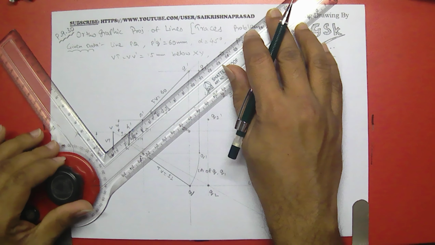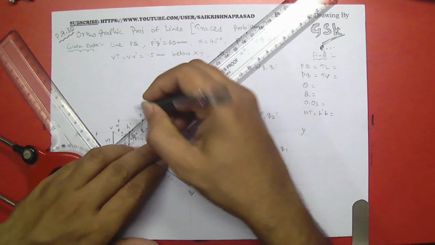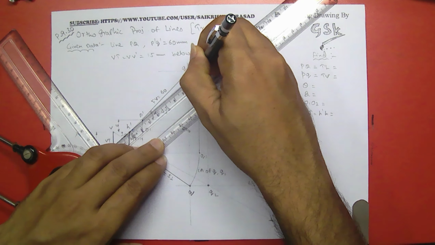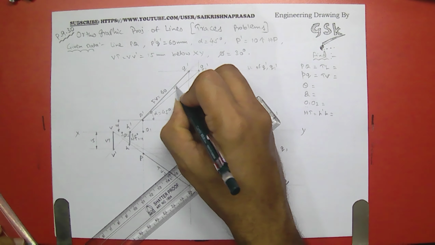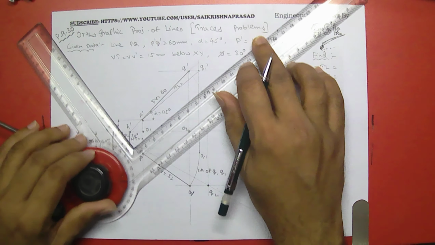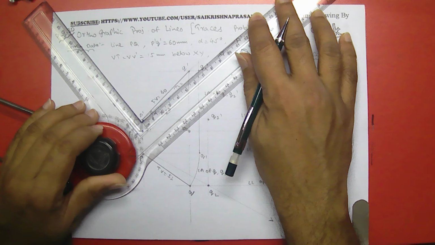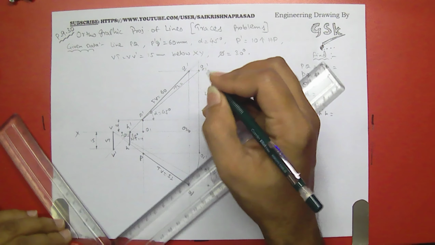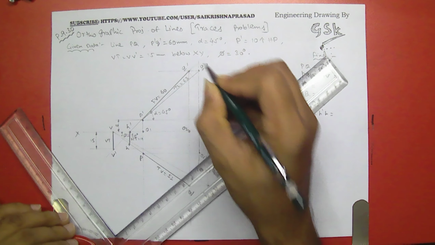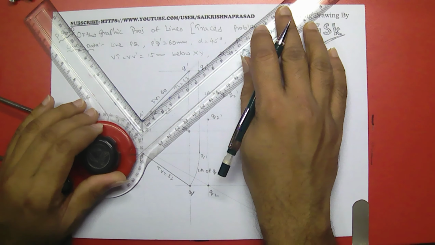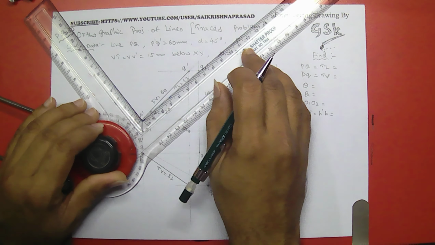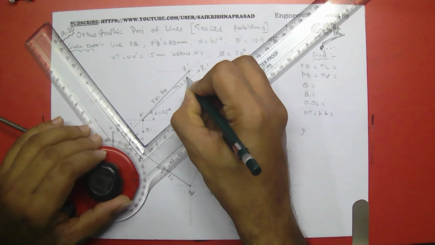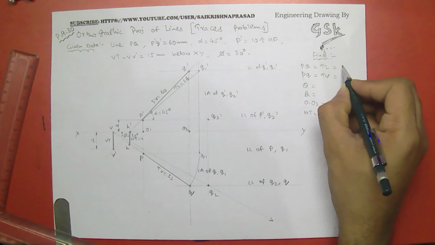So let me draw the line over here. This is the true length, and I can measure from this position to this position. I'll be getting some distance. On the scale, this would be around 62 or 63. I think it is 63. 66. Okay. So finally we got the true length, that is 66.